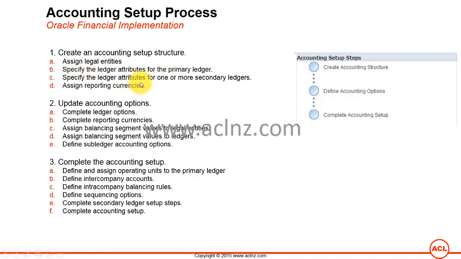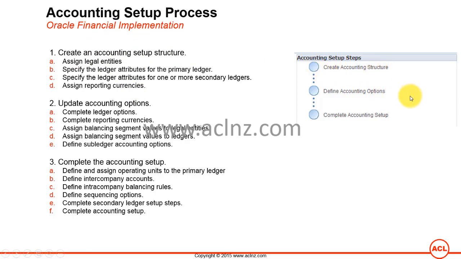Then you've got to specify the ledger attributes for one or more secondary ledgers, which is an optional setup, assuming that you have created the secondary ledger. And lastly, you've got to assign the reporting currencies, again assuming that you have created a separate reporting currencies ledger. So that would constitute the first step.